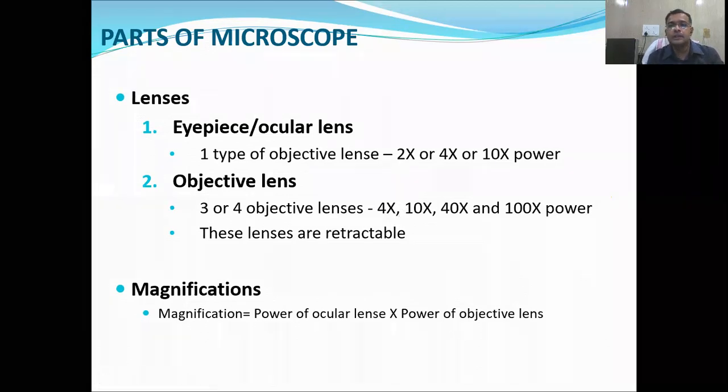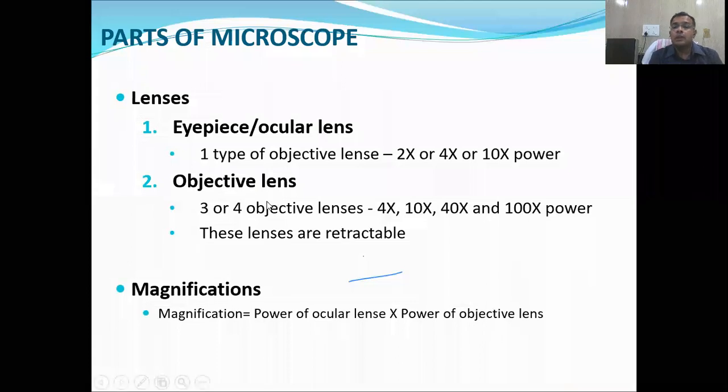So in the next slide we will see what the use is, but the different powers are 4x, 10x, 40x and 100x. So 4x, 10x, 40x and 100x are the powers of the objective lens, and this power, when multiplied with the power of the eyepiece, gives the magnification. So power of the ocular lens multiplied by power of the objective lens gives the magnification.